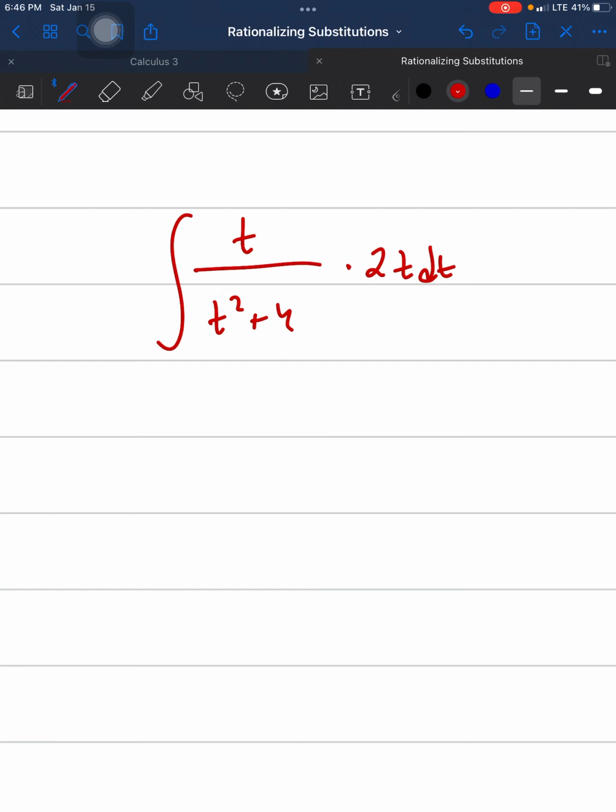So 2t dt. Once we get to this point, we can simplify a little, and we get 2 times t squared, because there's a t here, there's a t here.